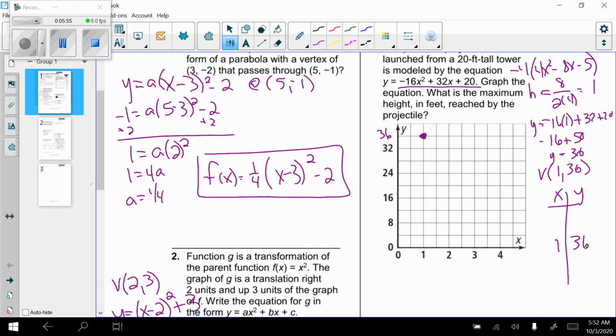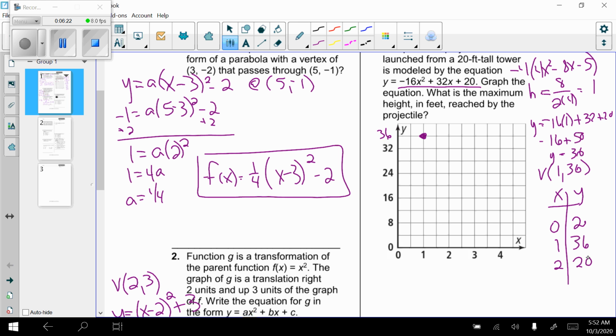And now I need to pick a point on both sides of my vertex. So if I pick 0, that's going to be easier if I go smaller. So if I plug 0 into my original equation, 0 squared turns out to 0. 32 times 0 turns to 0, and I know I'm at 20. If I go the other direction at 2, I know I'm also at 20, because remember that for each step I go from my vertex, it's always symmetric left to right.